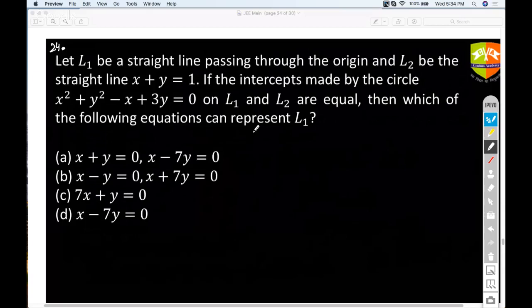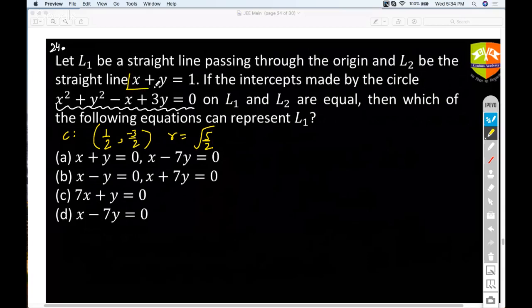Okay, so let's figure out the center and the radius of this circle. So this circle center is at (1/2, -3/2), correct? And radius will be under root of 1/4 plus 9/4, that is 10/4, that is root of 5 by 2, correct?